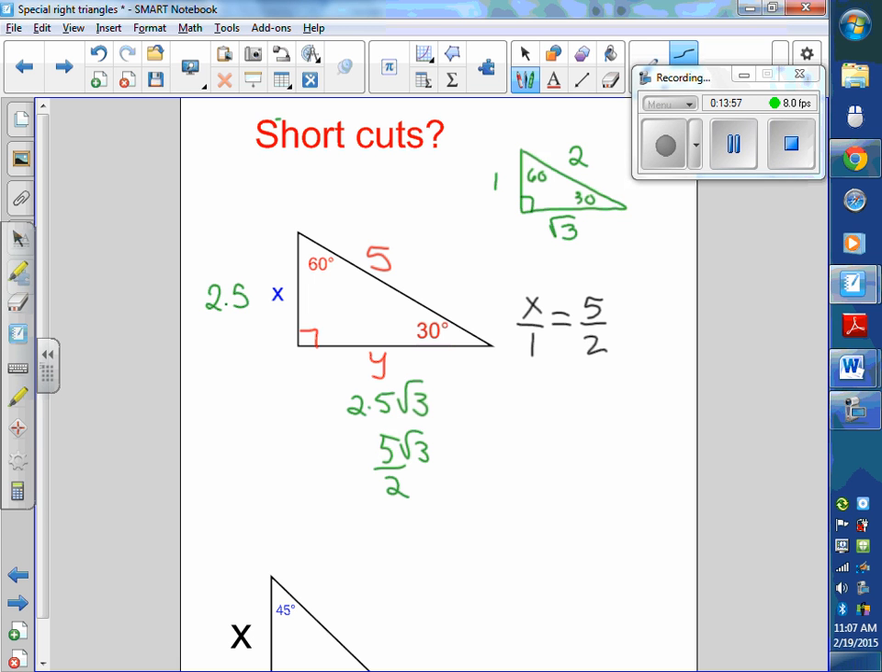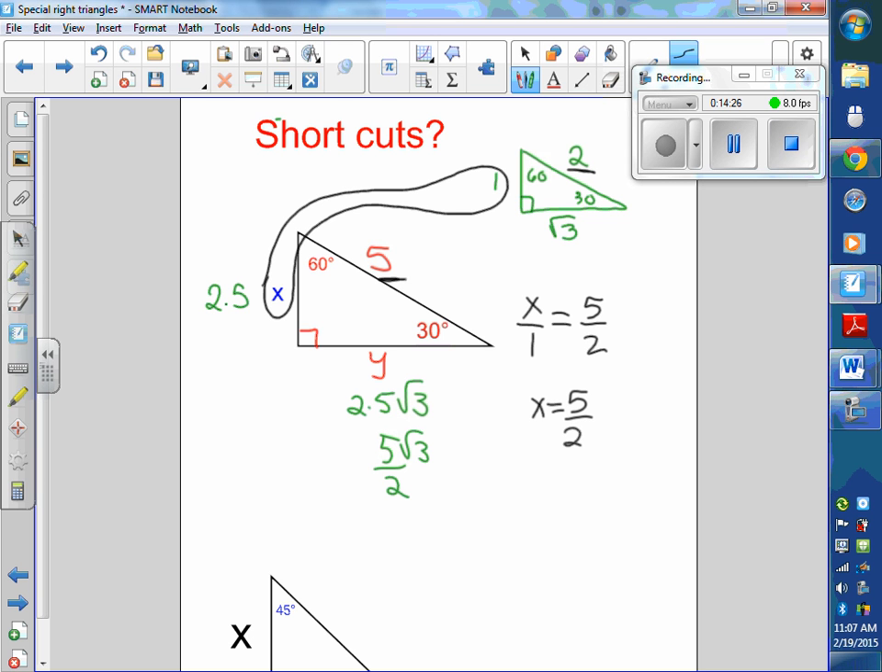So in this triangle, X and 1 are in the same relative position. They're both the short leg, and those are the numbers for the hypotenuse. So we know then, since X is over 1, X is just 5 halves, which is also 2.5. You could leave it as 5 halves. Are we okay on that part?